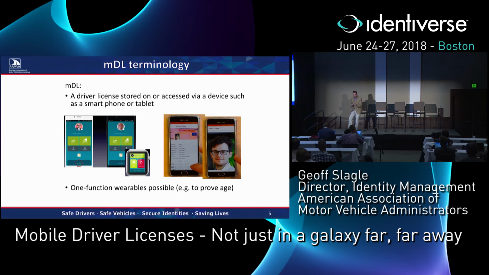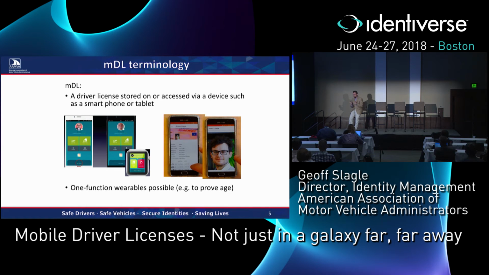And what we're doing here allows for that to happen. And so I'm just going to hit you with some terminology. I'm sure by now, after seeing the video, most of this is going to make sense. When we talk about a mobile DL, it may not be a phone, okay? It could be a one-function wearable, it could be a tablet, a laptop, it could be anything that information or that data could ride on.